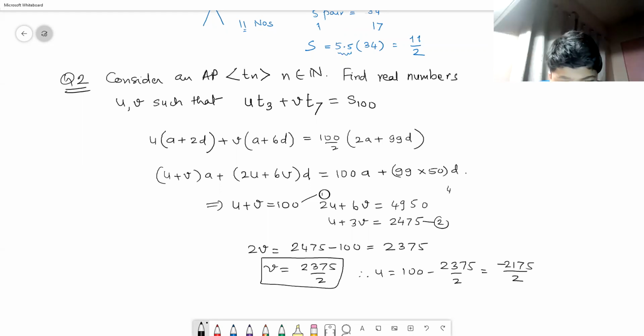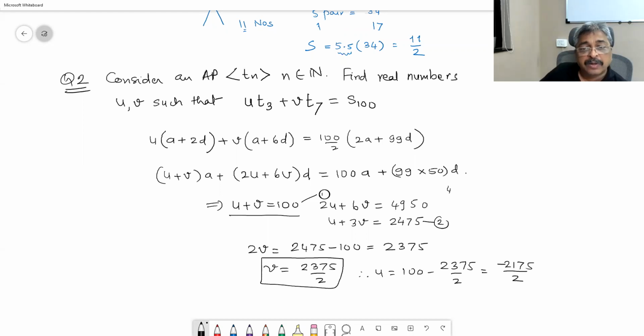I did not understand why u plus v is equal to 100. It is given, na? Coefficient of A is 100, coefficient of D is 55. So we have to compare. We cannot mix them. We have to keep them separately. Then and only then this statement will work.